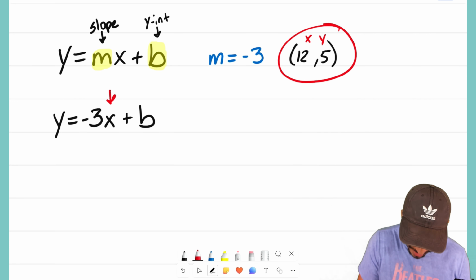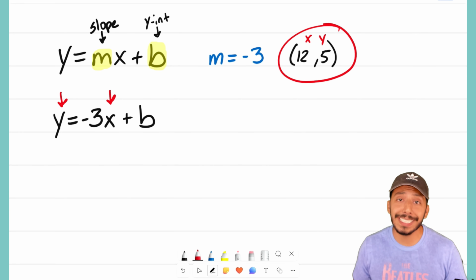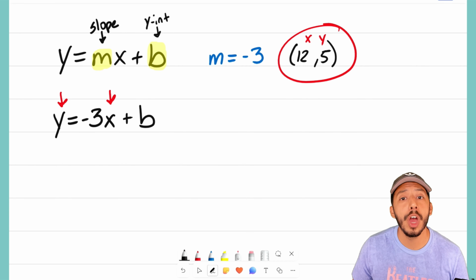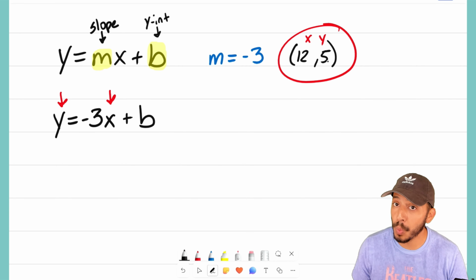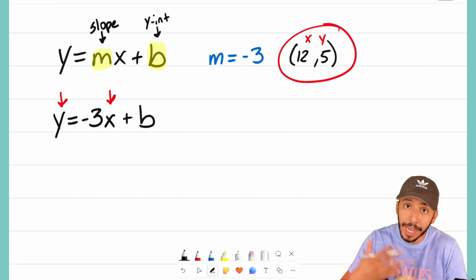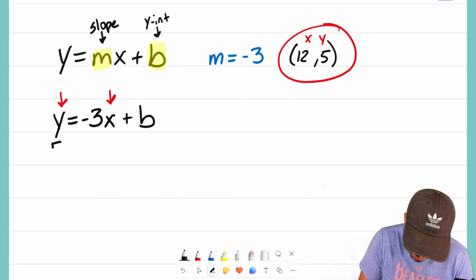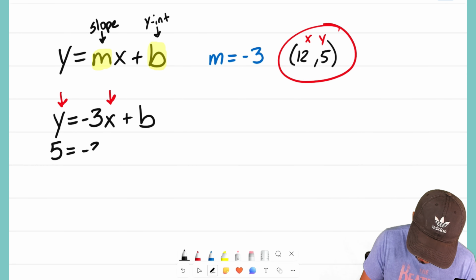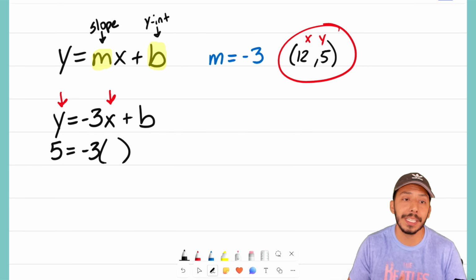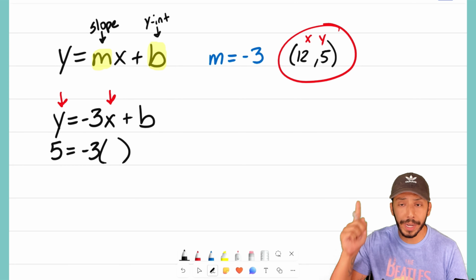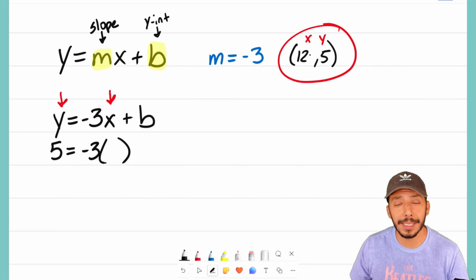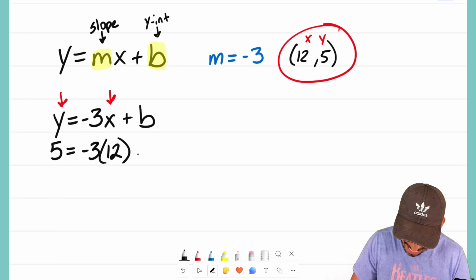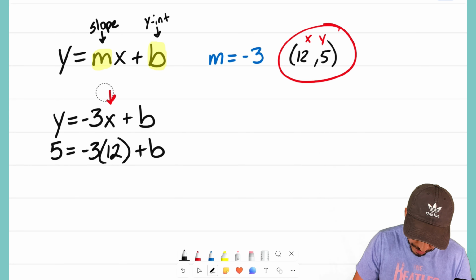So look in this equation. I see an x and I see a y. What I can then do is substitute y for what y really equals. Y really is 5. They're telling us y equals 5. So instead of writing y equals, I'm going to write 5 equals. I'm going to write the slope again, -3. Remember, that's times x. But we know what x is. Again, that point tells us what x equals, and x equals 12. So I'm going to throw in a 12, and I still have our plus b at the very end.